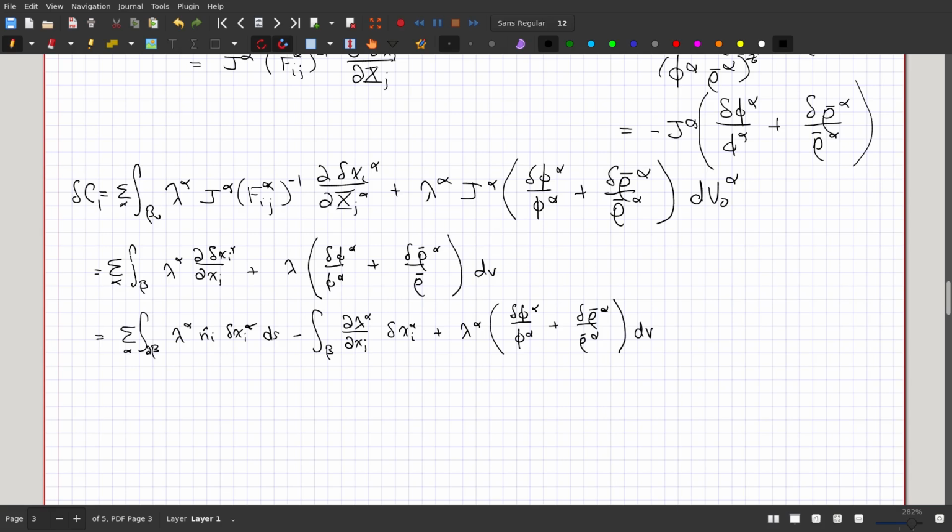Okay, so basically what I did was I used my integration by parts, right? To shift the derivative onto that term, it generates this thing plus a boundary term. And then I just wrote it out in indicial notation, right? So this is the final equation for the variation of C1 in indicial notation.